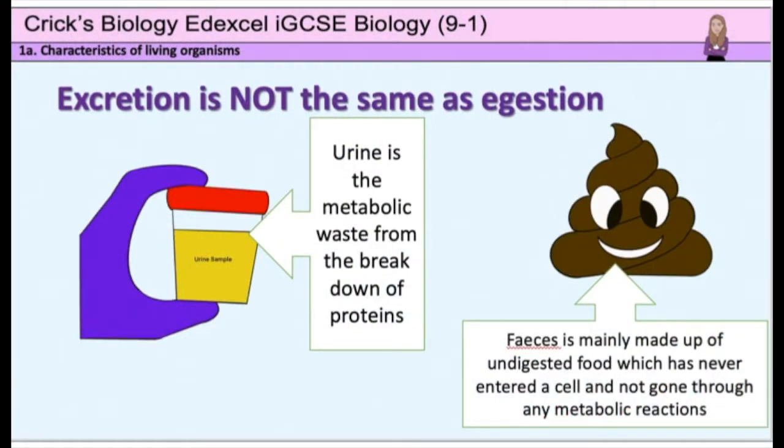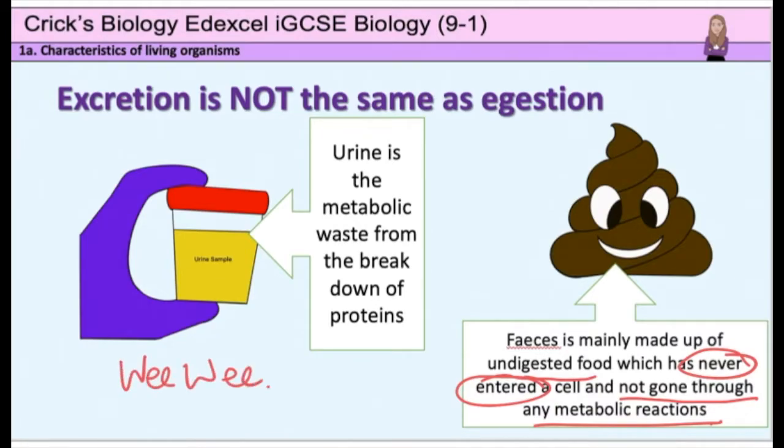Excretion should not be confused with digestion, which is the removal from the body of undigested food. This undigested food has not entered any of the cells and it has not been in any chemical reactions, so it is not a metabolic waste. Remember, excretion is wee-wee. Digestion is poo, or more scientifically described as faeces. Many people misuse the term excretion as a euphemism for digestion and use excrement as a term for faeces, but this is biologically incorrect.